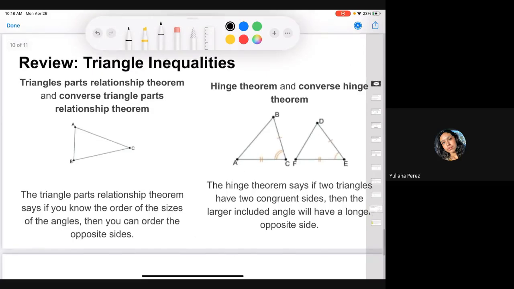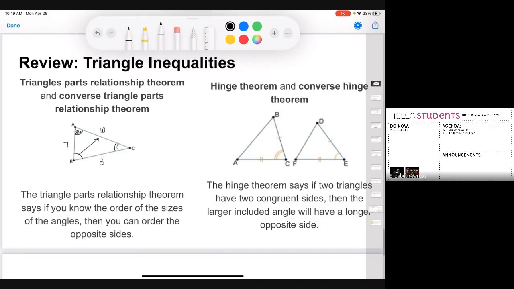No? So we went over the triangle parts relationship theorem and the converse of the triangle parts relationship theorem. That one allowed us to determine the relationships between the sides and those various included angles. So for example, if this is 7, this is 10, this is 3, this side would obviously be larger than this side. This would be the smallest side, and then that would be the middle side. So that allows us to rank those different angles. And then same thing, opposite the largest side, we have the largest angle. Opposite the largest angle, we have the largest side. Opposite the smallest angle, we have the smallest side.